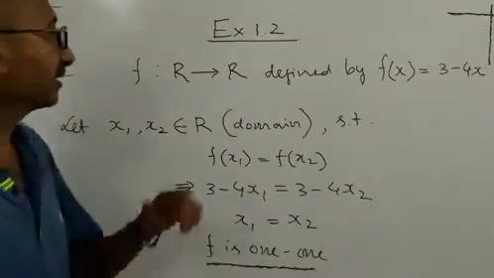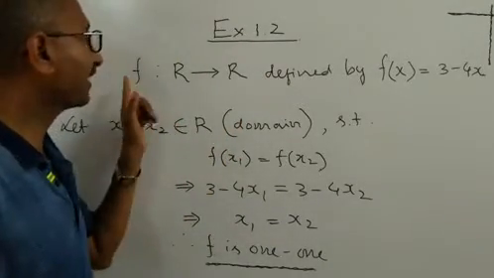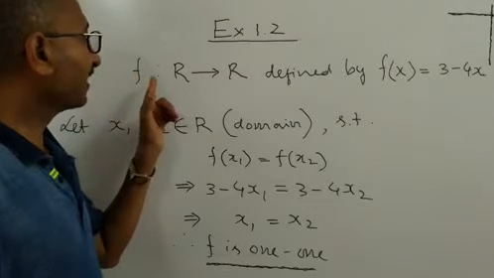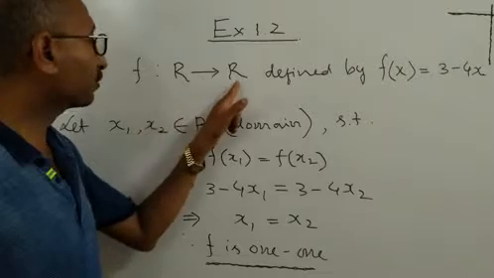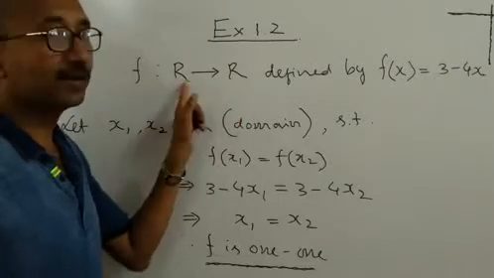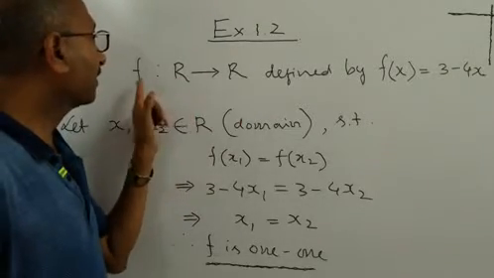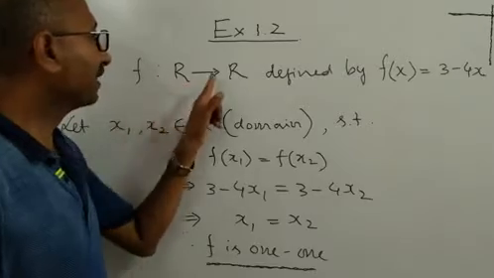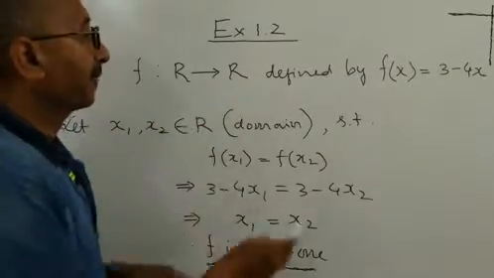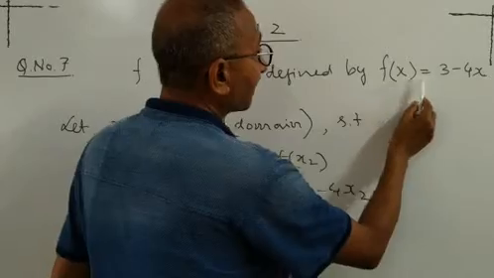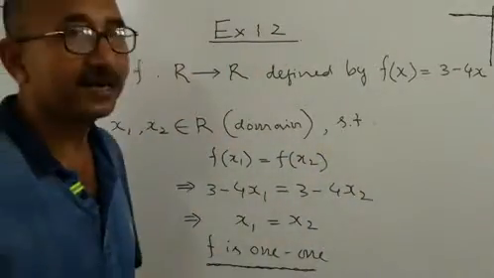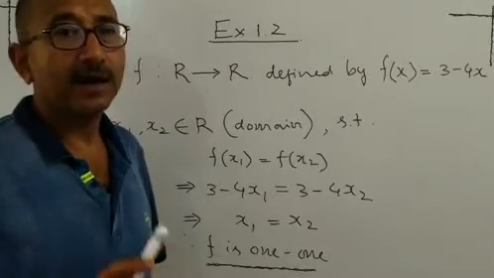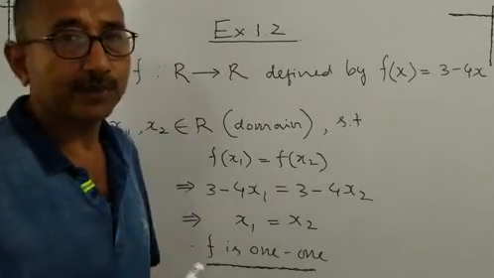In that question, if you see in your textbook, you have to justify whether this function f from R to R is one-one and onto. Don't take it to be a relation, it's a real number. f is a function from real numbers to real numbers defined by f(x) = 3 - 4x. This is the definition. Now we will see whether this function is one-one and onto or not.